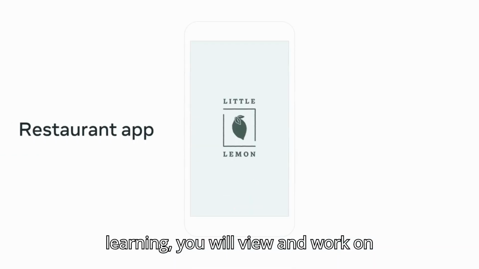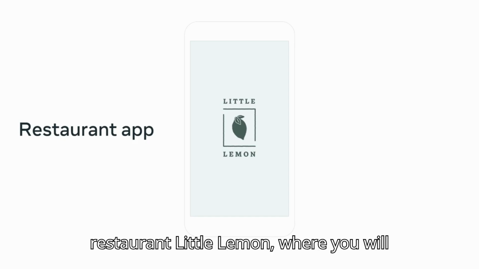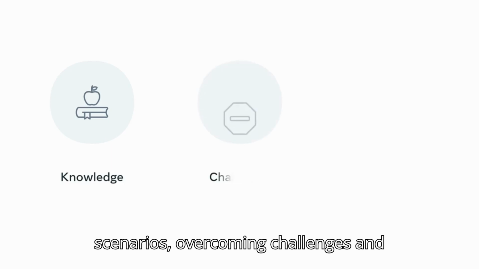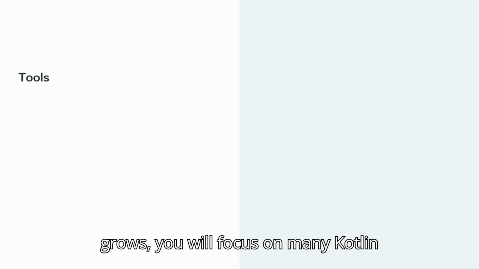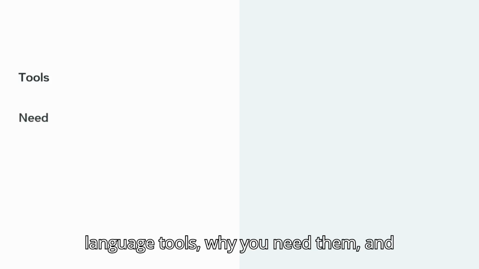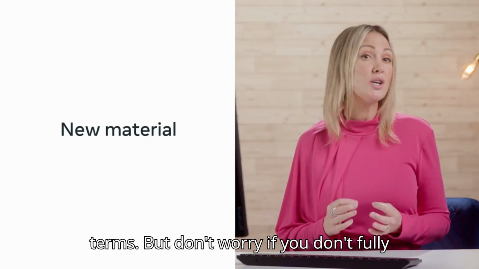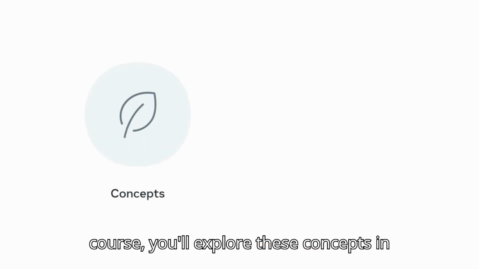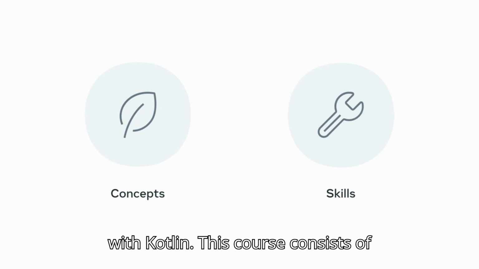To assist with your learning, you will view and work on development tasks for the fictitious restaurant Little Lemon, where you will encounter many real-world scenarios. With your newly upskilled Kotlin knowledge, you will work through these scenarios, overcoming challenges and implementing solutions. As your skill set grows, you will focus on many Kotlin language tools, why you need them and how they are used. In this course introduction, you may encounter some new terms, but don't worry if you don't fully understand all of them. During the course, you'll explore these concepts in more detail, along with the core skills that are required during app development with Kotlin.